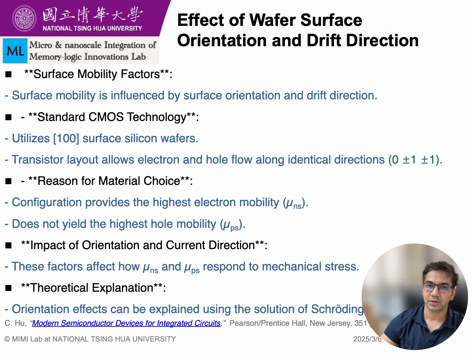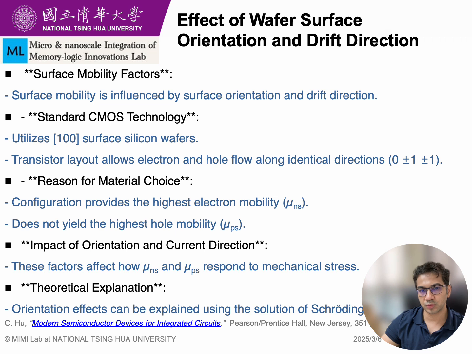Silicon is the material our chip is made of. It's a crystal. Just like a brick wall has a pattern, silicon atoms are also arranged in a specific way. So we can cut the crystal in different directions, creating different surfaces. In standard CMOS technology, we use what's called a 100 surface.